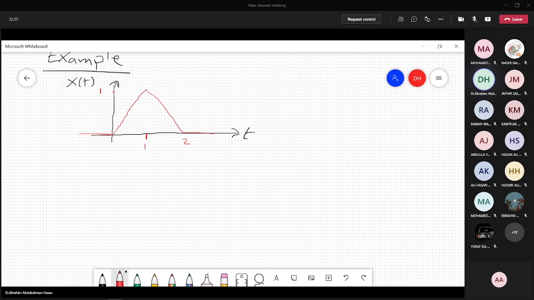Energy signal or power signal? If it is an energy signal, what is the value of the energy? If it is a power signal, what is the value of the average power? Is this one energy or power? Energy signal. How to find energy?